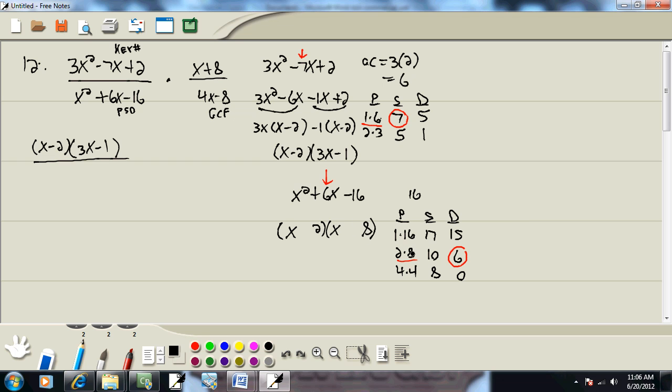Now our larger number in the P column, which is the 8, is going to be the same sign as the middle term always. Middle term is positive, so the 8 will be positive. The number I circled is in the difference column, D for different signs. So if this is positive, then this one has to be negative. Now the 4x minus 8, they have a 4 in common, so I can factor that out, and that gives me x minus 2.